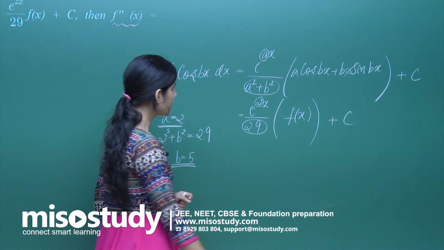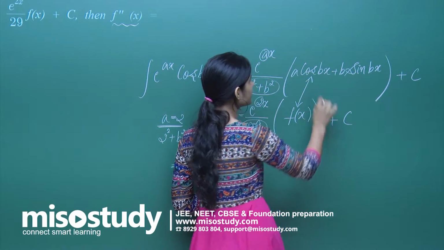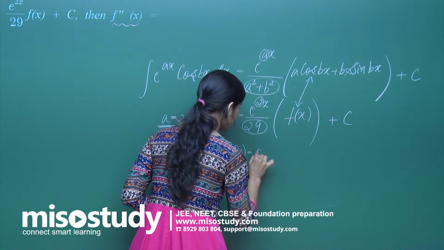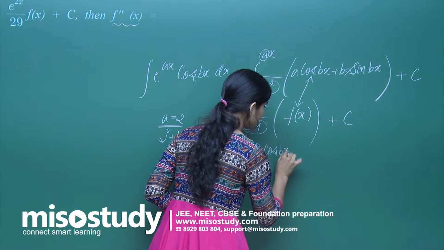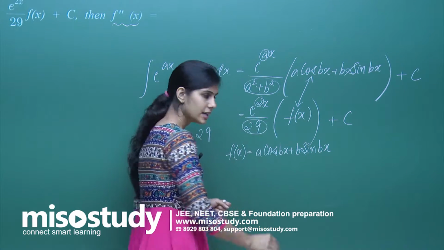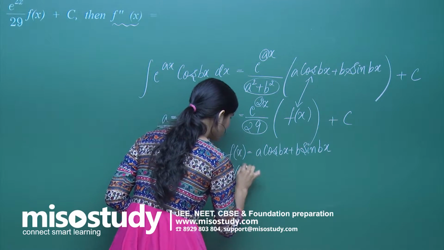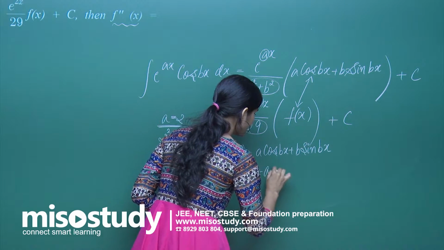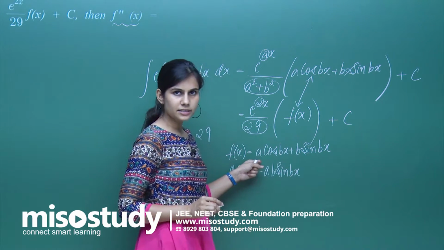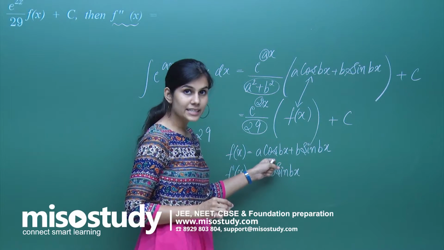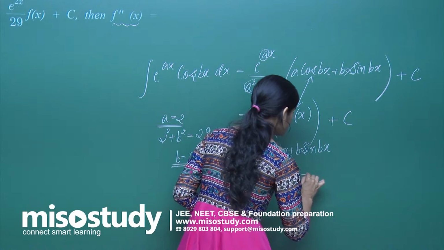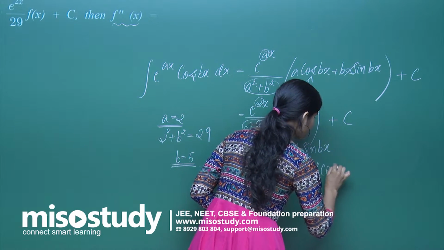A is 2, b is 5. Also if you compare, you get f(x) is a cos bx plus b sin bx. Now if f(x) is a cos bx plus b sin bx, then what is f dash x? It is minus a b sin bx. Why? Because a is constant, d by dx of cos bx is minus sin bx into b. So minus sin bx into b, plus here it will be b square cos bx, right?